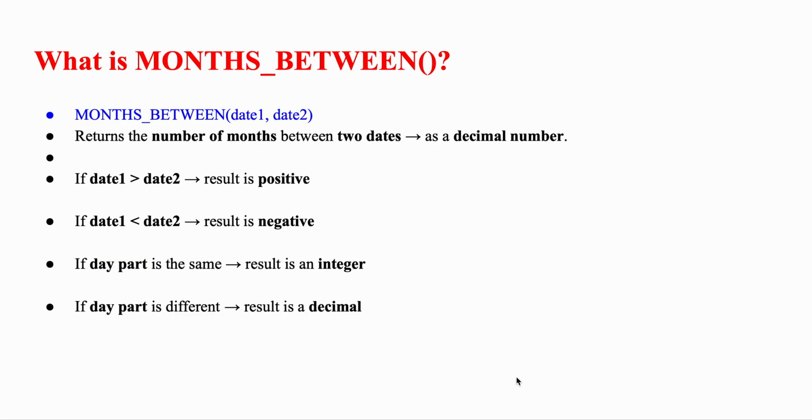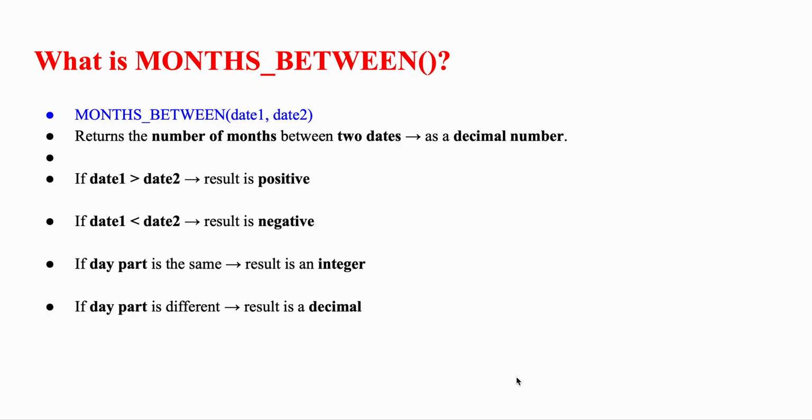So you can see it's a really easy way to calculate future dates based on any date you have. Alright, now let's talk about months between. This function calculates how many months are there between two dates and it returns the results as a decimal number. Here's how it works. If the first date is later than the second date, you'll get a positive number. If the first date is earlier, then the result will be a negative.